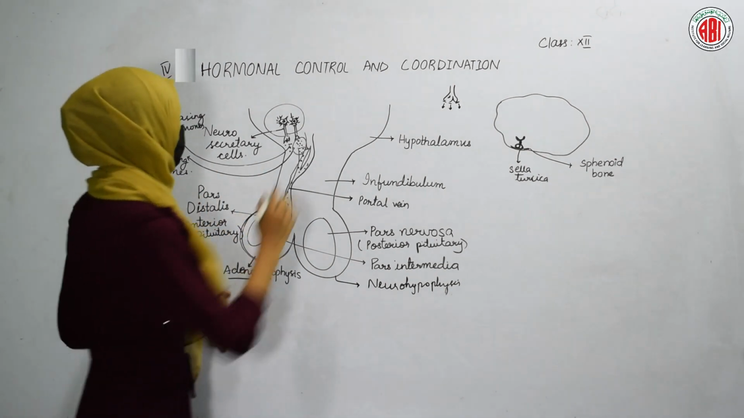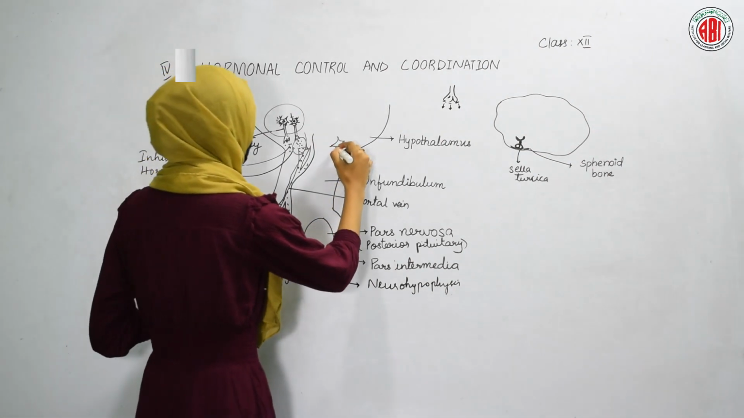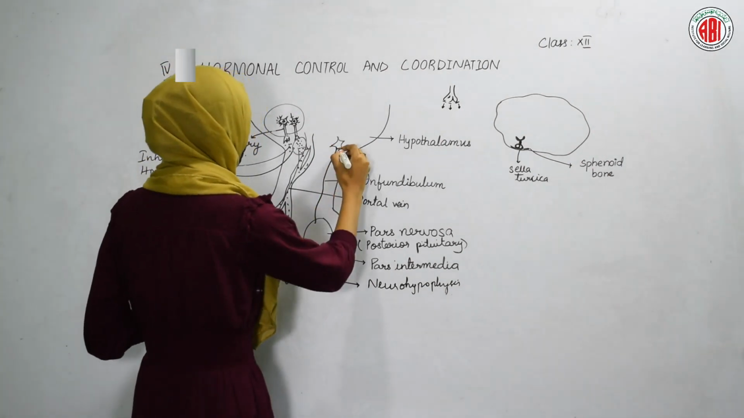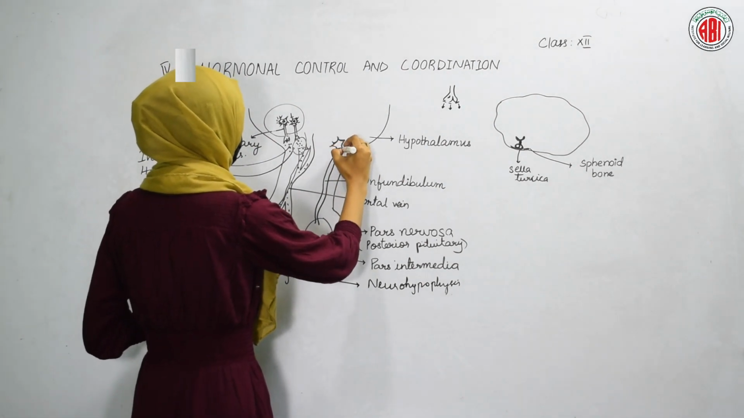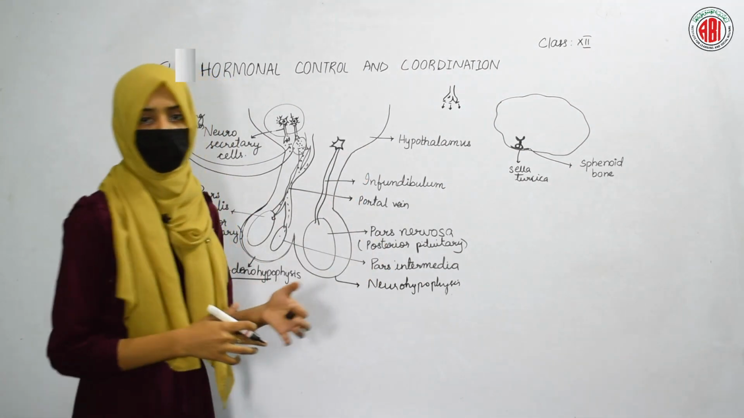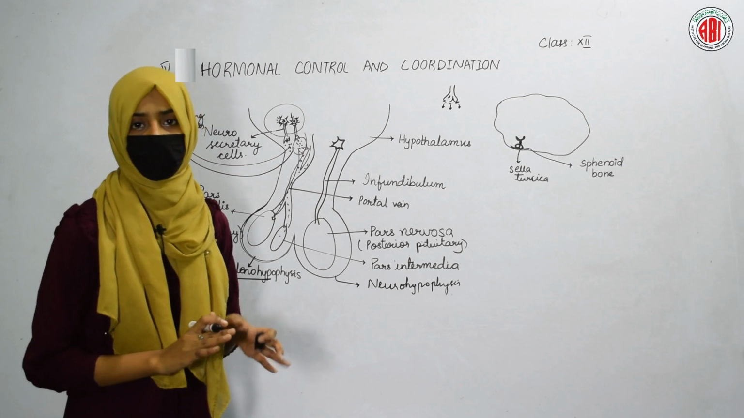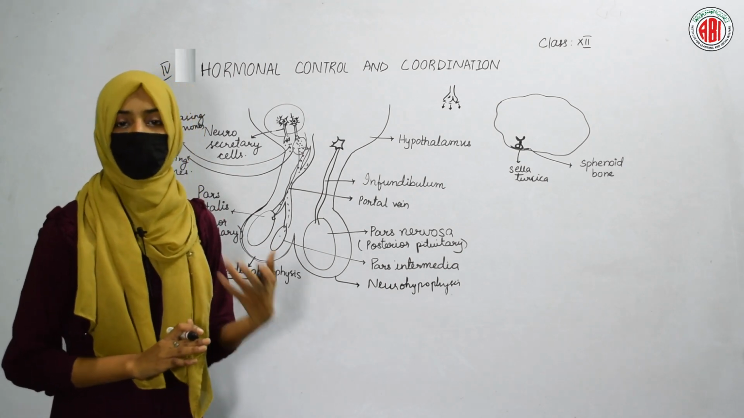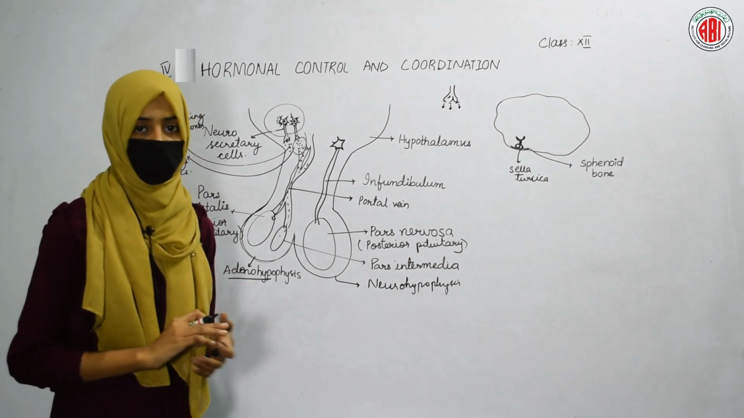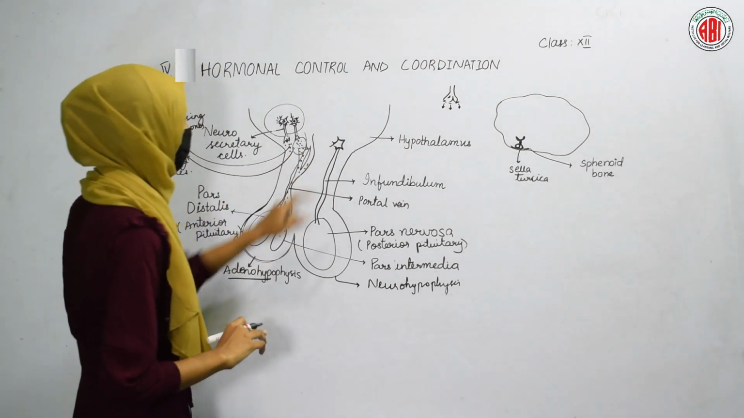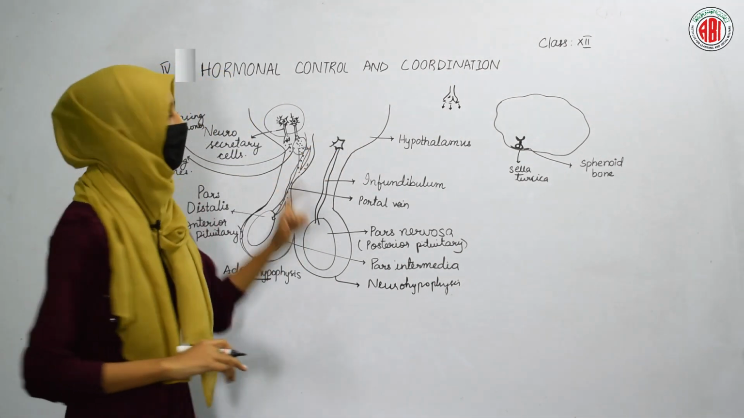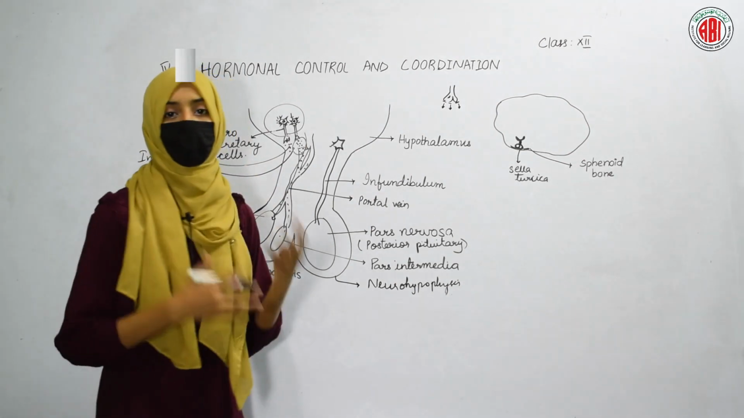Some of the nerve cells are present over here, and these nerve cells will not stimulate the pituitary gland. They will not stimulate the posterior pituitary in order to release the releasing hormone and to secrete some inhibiting hormone. They will not do so.